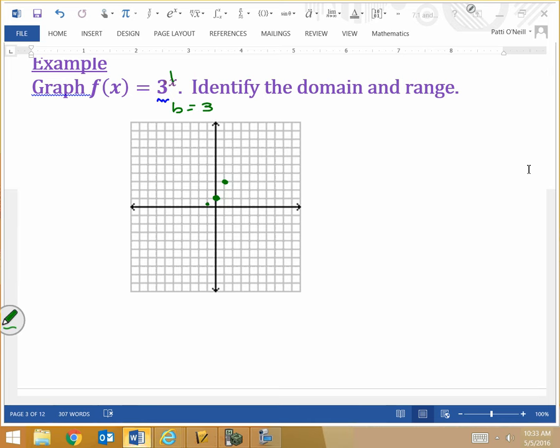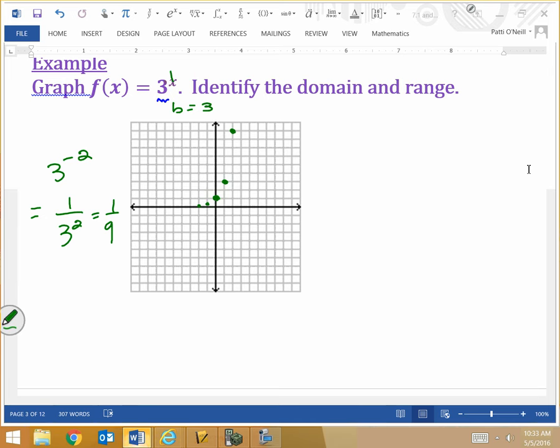So that's giving me the basic beginning shape of the graph. I might plug an x value of 2 in just so that I can confirm the shape of the graph. That'll bring me up to 9 because 3 squared is 9. And if I were to go in the opposite direction, if I put -2 in, that gives me 1 over 3 squared, which is 1/9. So you notice that my graph starts to get really close to that x-axis.